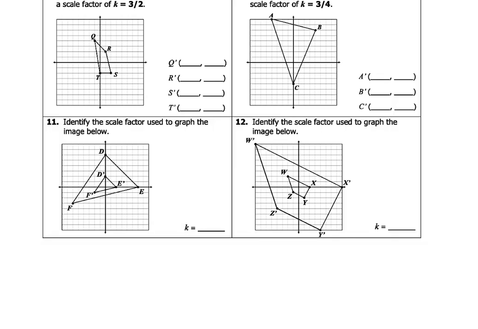Right, your prime one, the one that has the little primes here, shrunk, right? It got smaller. Okay, so we know it's a reduction. That's helpful. That means that this number should be something between 0 and 1, right? A fraction. How do we figure out what fraction?